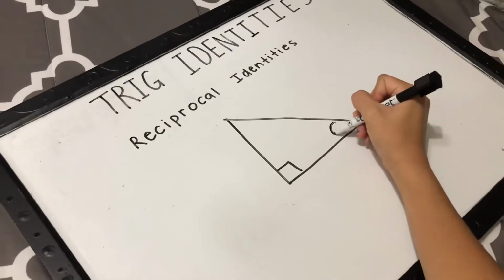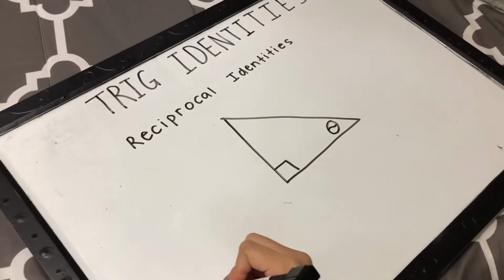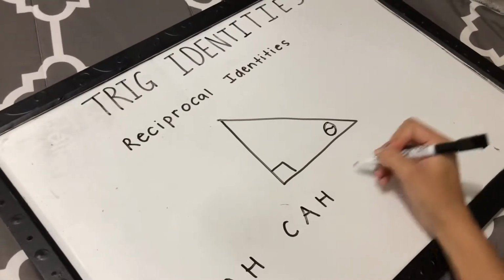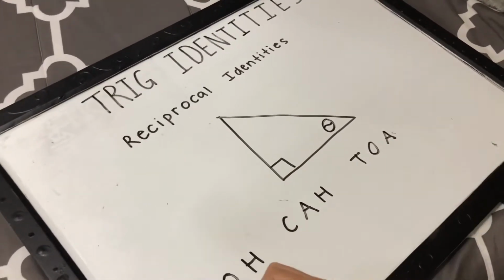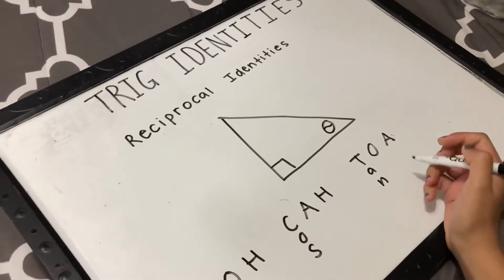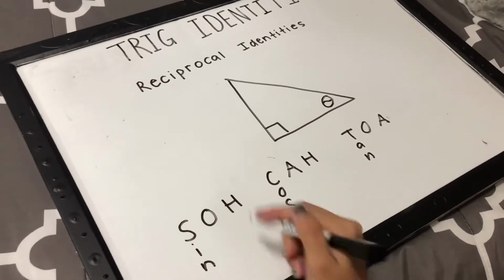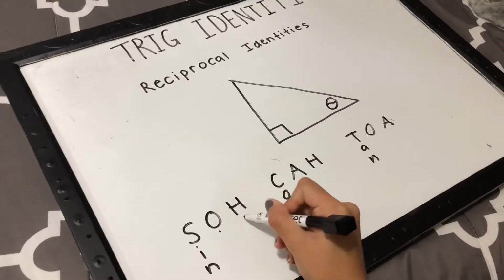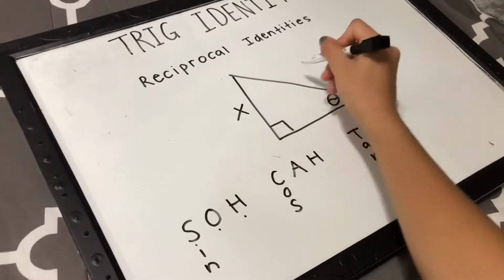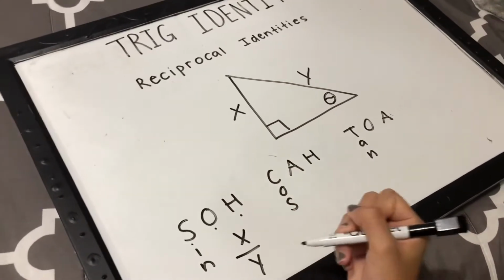And what this basically means is, let's say we have theta here. And as I said in the last video, you can use SOHCAHTOA to find the sine, the cosine, and the tangent of a certain angle in a right triangle. Now, we know that sine is opposite over hypotenuse. So that would be, in this case, opposite over the hypotenuse. It would be x over y.